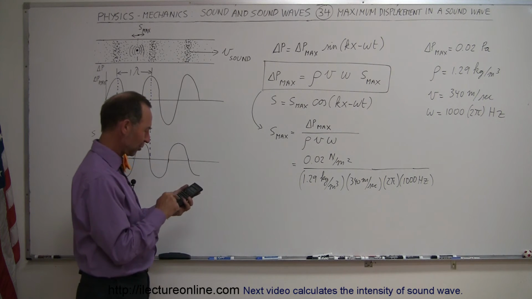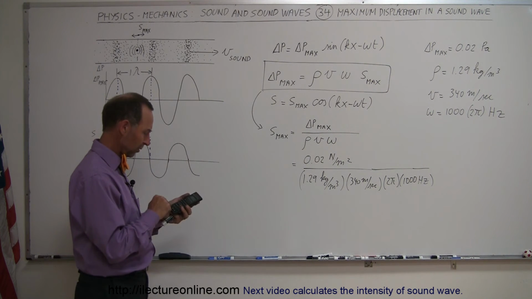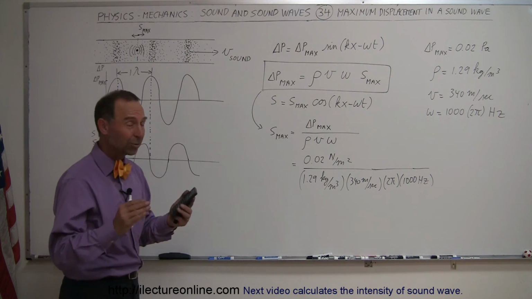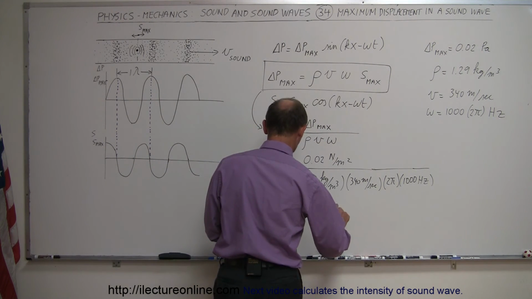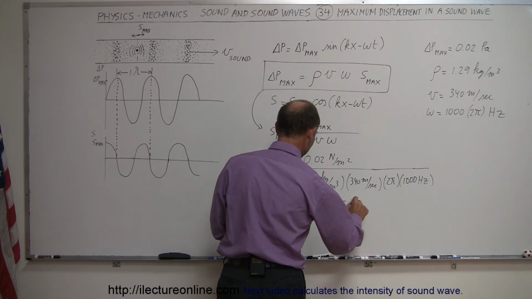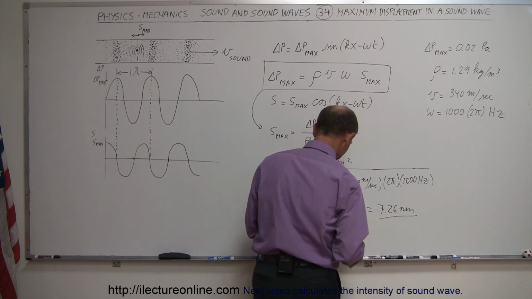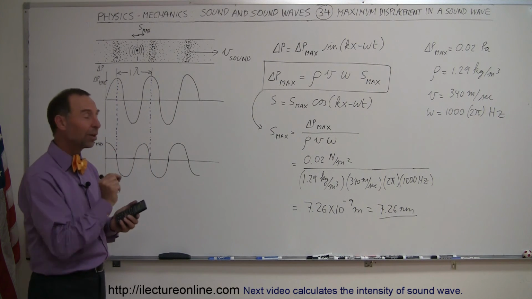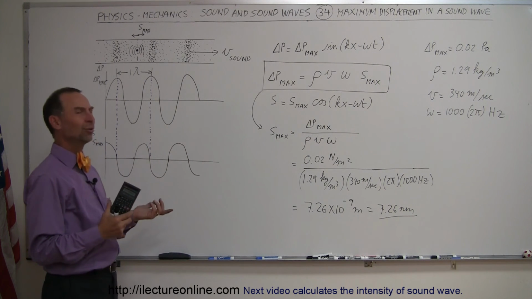All right, 0.02 divided by 1.29, divided by 340, and divided by 2, divided by pi, and divided by 1,000 equals, and there you have it. That causes a maximum displacement of molecules in the air of 7.26 times 10 to the minus 9 meters, which is 7.26 nanometers. That's not very much. That's a very tiny displacement. So you only need very minute displacements of the air molecules to cause sound to travel through the air. That's actually phenomenal. 7.26 nanometers.